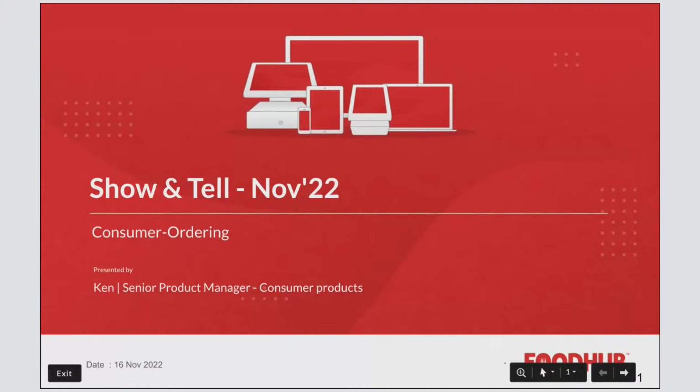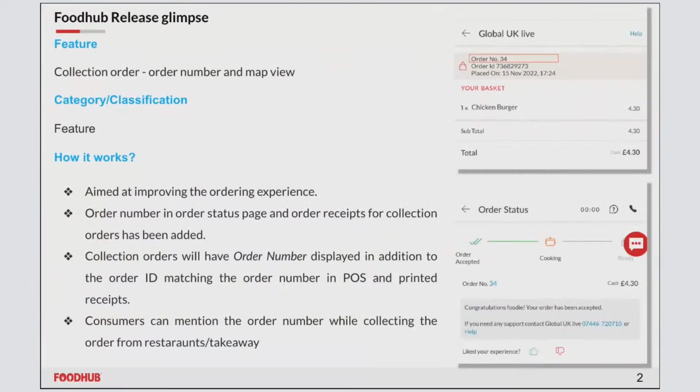Hi, I'm Ken, and I'll be walking you through the features in consumer ordering. The first feature is collection order number and map view. This feature is aimed at improving the order experience. Online portals used to display only the order ID, while POS machines used to print order numbers. In order to bring this in sync, we have added the order number to the order status page and order receipts for collection orders. Collection orders will now have the order number displayed in addition to the order ID, matching the order number in POS and printed receipts. So consumers can walk into the takeaway, mention their order number and collect their orders easily.